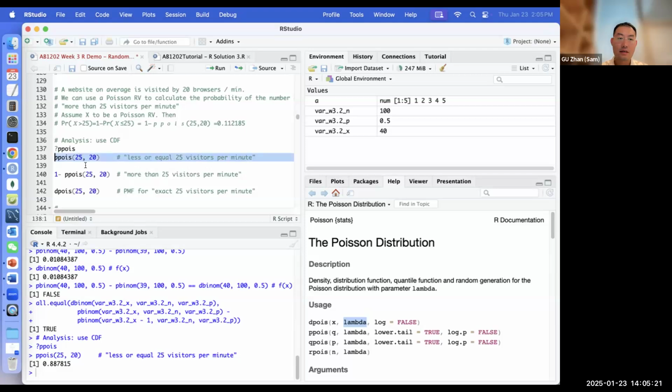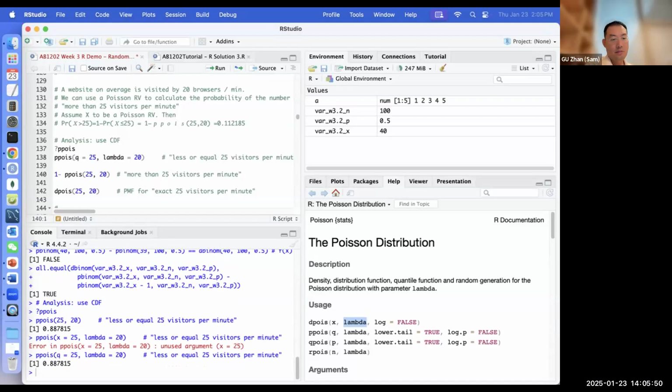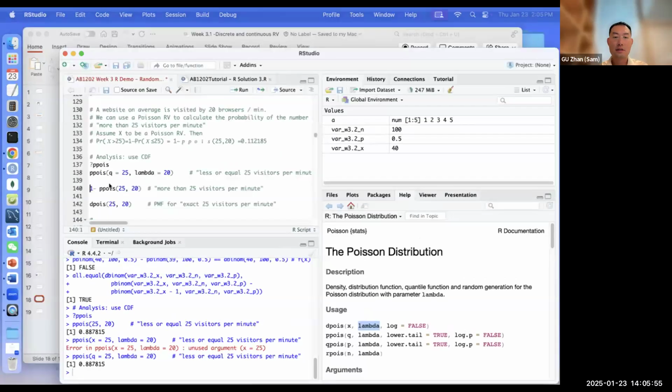So this is a CDF, cumulative distribution function. It includes 0 visitors, 1 visitor, 2 visitors, 3 visitors, and so on, up to 25 visitors. What is the combined probability? This is one unused argument. Sorry, not x, q. 0.887815. Okay, so this should be the same.